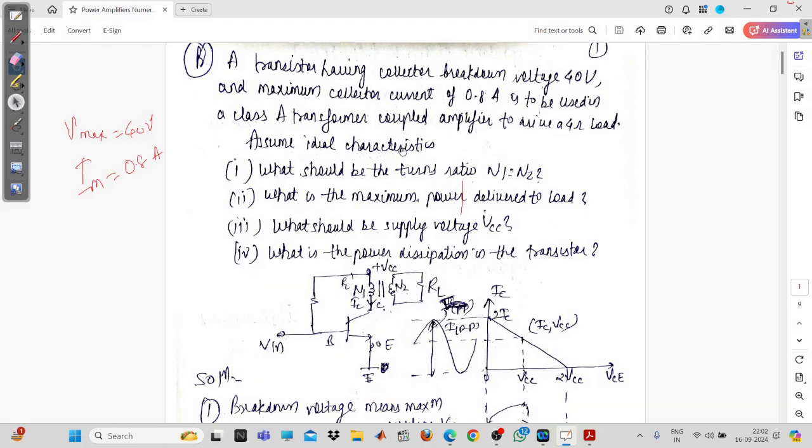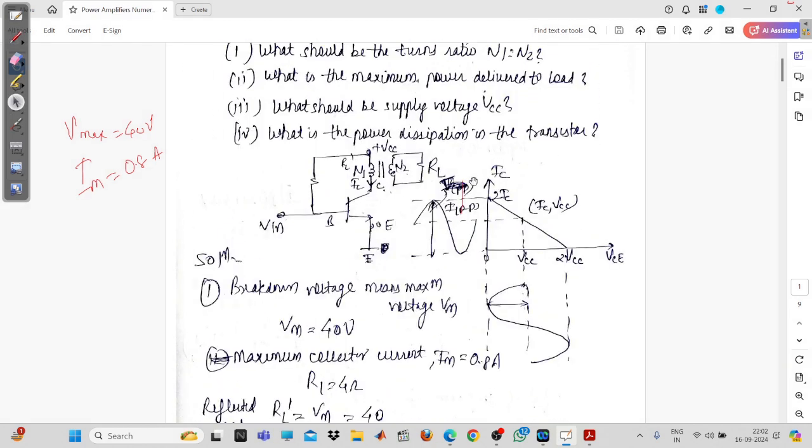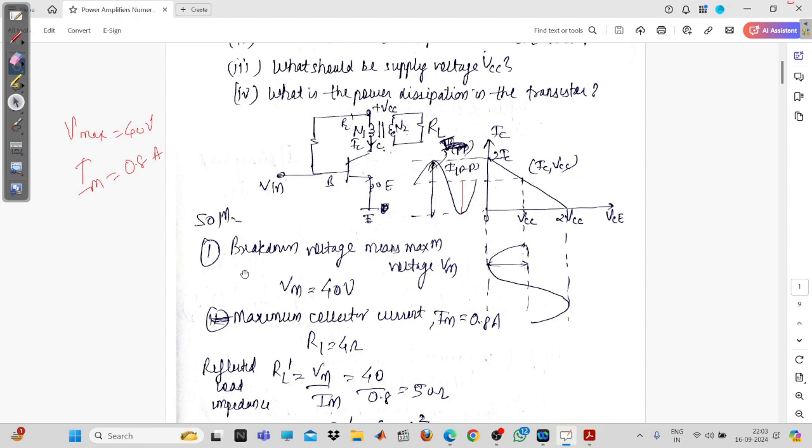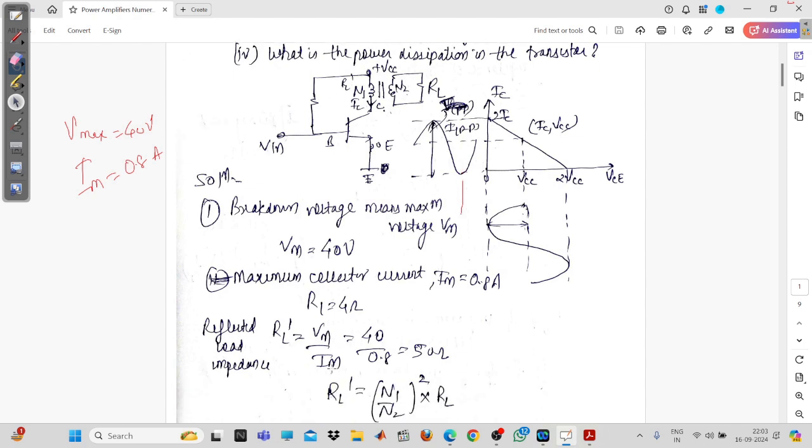So how are you going to calculate that? RL dash will be equal to what? See, the entire thing will be on the primary side. So that's why we will have to take into account only RL dash, not the RL. So RL dash will be equal to Vm upon Im. Fine, because when you are applying a maximum voltage, it means that maximum current is bound to flow through that. So Vm upon Im, that is 40 upon 0.8, that will be 50 ohms.